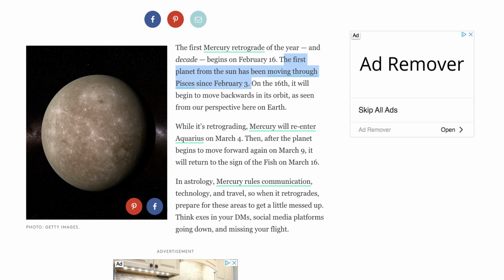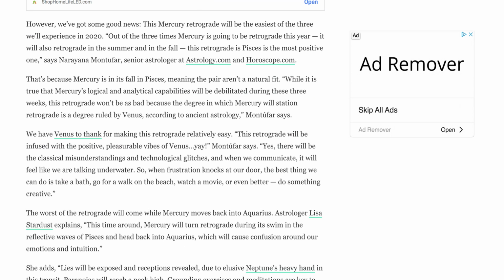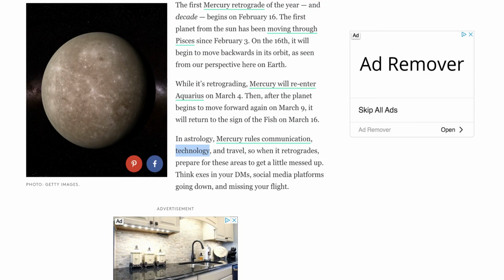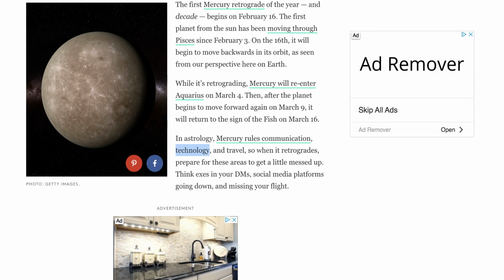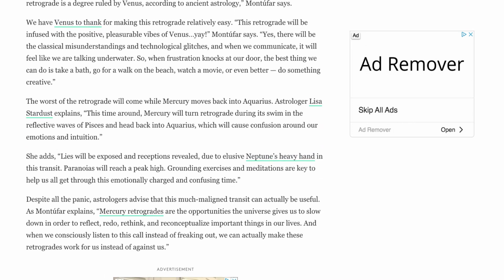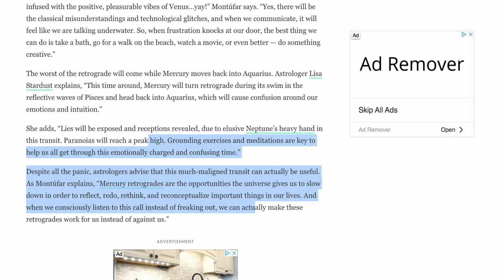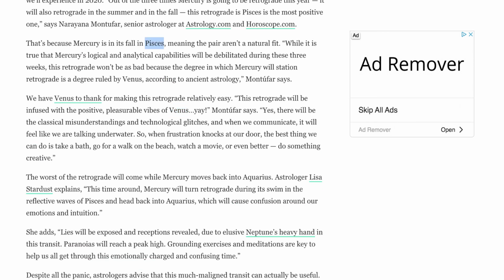Now, this is the important part. In astrology, Mercury rules communication, technology, and travel. So when it retrogrades, prepare for these areas to get a little messed up. Think exes in your DMs, social media platforms going down, and missing your flight. So long story short, this is a time where things, especially dealing with communication, travel, technology, and the combination of those three things, can get a little bit wonky, right? And then it goes into a little bit more of the in-depth discussion between Venus and Pisces.